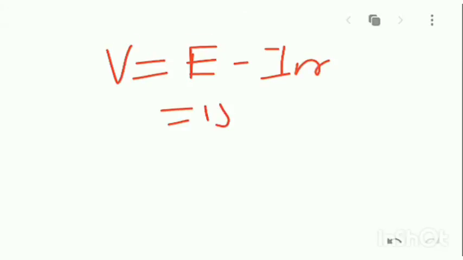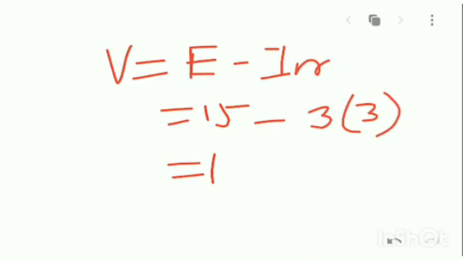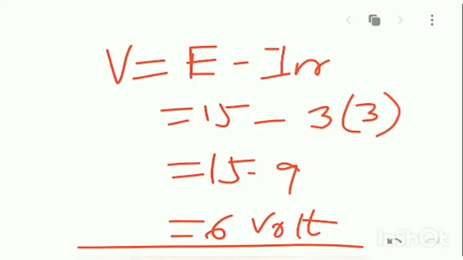E is 15. The current I have got now is 3 ampere and small r is also 3. So 15 minus 9. Hence the potential difference is 6 volt. Clear? That is the answer of the second part.